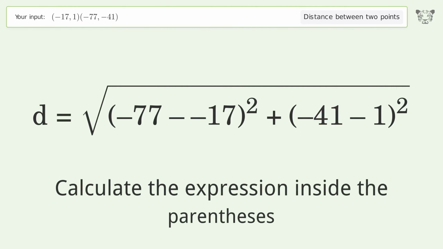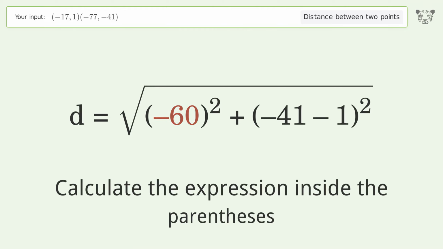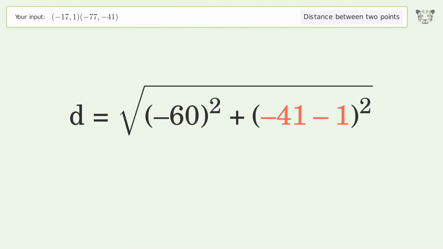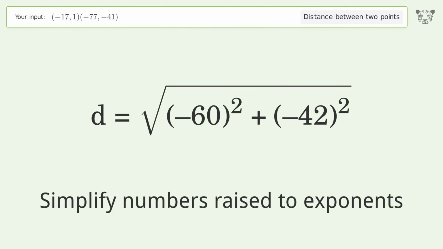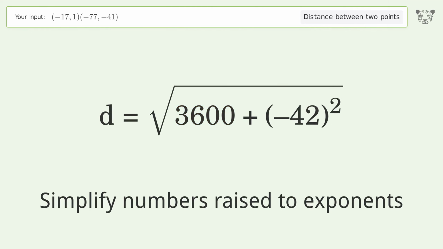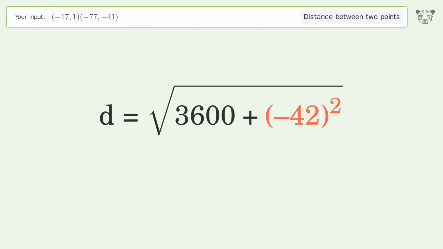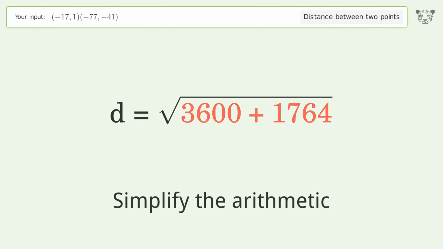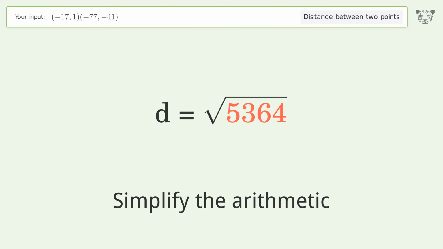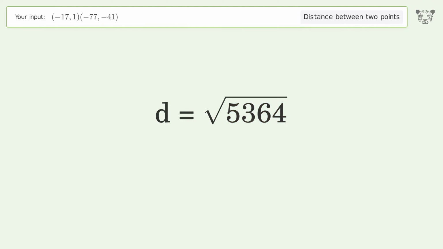Calculate the expression inside the parentheses. Simplify numbers raised to exponents. Simplify the arithmetic. And so the distance between the 2 points is the square root of 5,364, or 73.239.